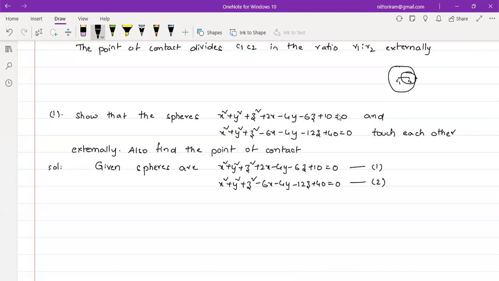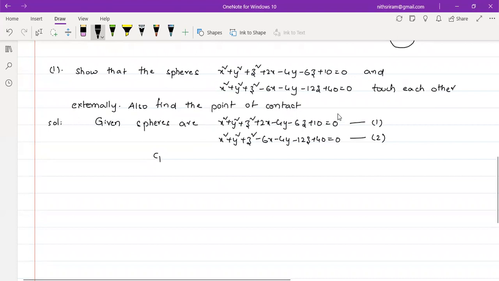So now first we have to find the centers for both the spheres and the radius for both the spheres. So now I am finding the center for the first sphere. So how can we write the center directly for a particular sphere? We have to take half of the coefficients of x, y, z, and also we have to change the sign for those coefficients.